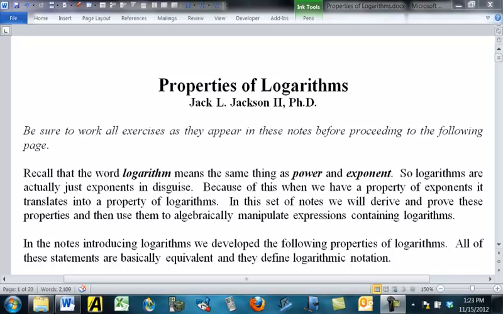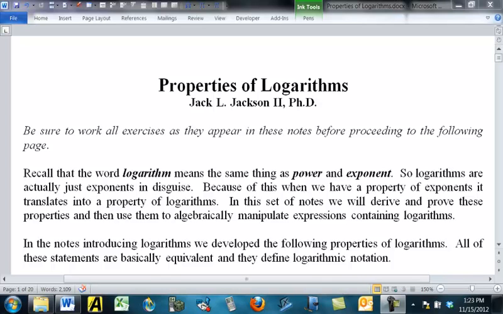Okay, so let's remember that the word logarithm means the same thing as the word power or the word exponent. So logarithms are actually just exponents in disguise. Because of this, when we have a property of exponents, it's going to translate into a property of logarithms. What we're going to be doing in these notes is deriving some of these properties, proving them, and then using them to algebraically manipulate certain expressions that contain logarithms.